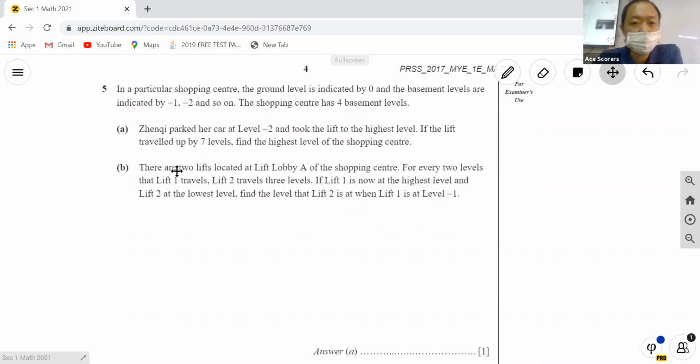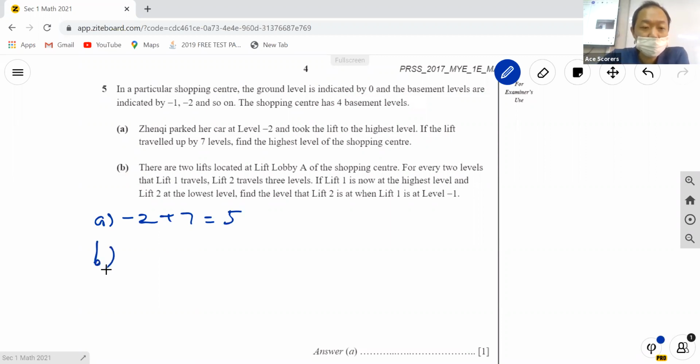Okay, let's take a look at 5. In a particular shopping center, the ground level is 0 and the basement is negative. What's the highest level? All you have to do is take negative 2 plus 7. I'm going to get 5. Then for part B, wow, this is 1 mark. They use so much words just to do one simple question.